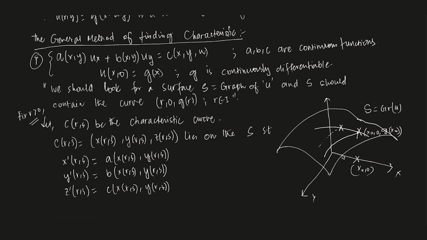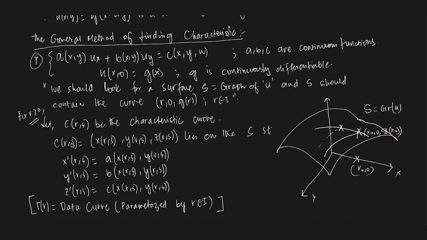So r is parameterizing the data curve. Okay, so this is the data curve. So we will write gamma of r. This is the data curve, and that is parameterized by r. This is gamma of r.